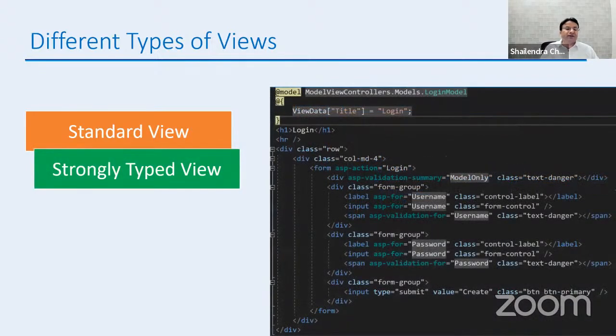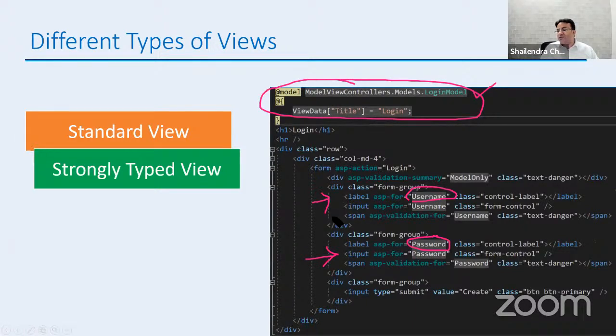Then we have the strongly typed view. A strongly typed view has a dependency on a model class. So here you first have to create a login model. There you will have the username property and the password property. And based upon that, we get the text box for username and the text box for password. So this is an example of a strongly typed view. A strongly typed view has a dependency on a model class.